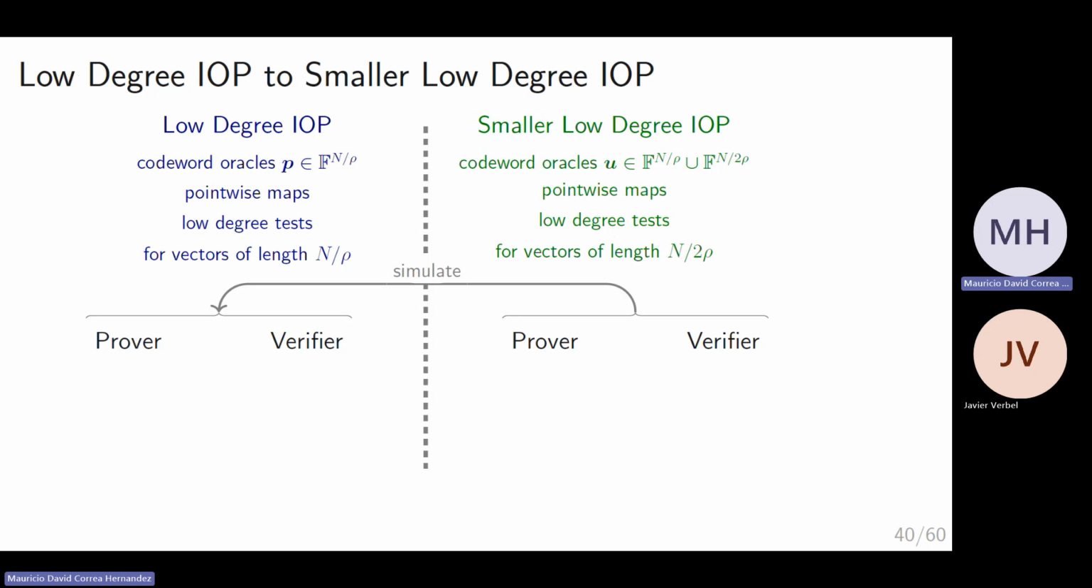Right. So once again, we have a step in which we strip away a superpower from the verifier, but this is a very incremental step. So on the left, the verifier can do low degree tests on vectors of length n, testing for degree n over rho. And on the right, the verifier has low degree tests for vectors of length n over 2, testing for degree n over 2 rho.